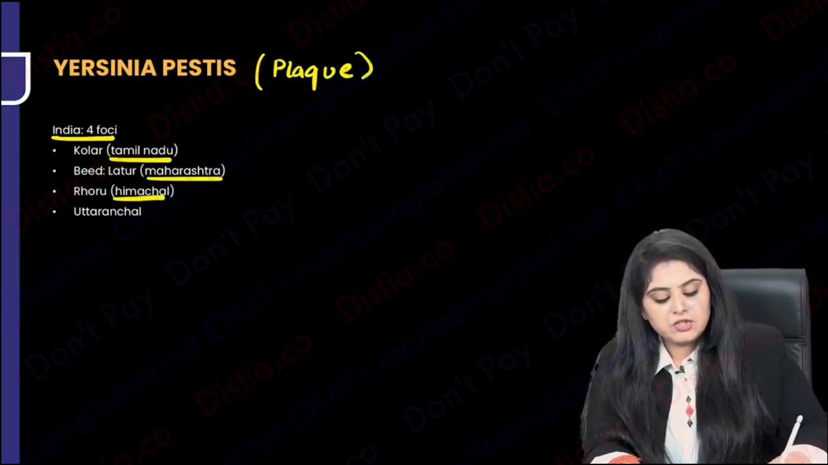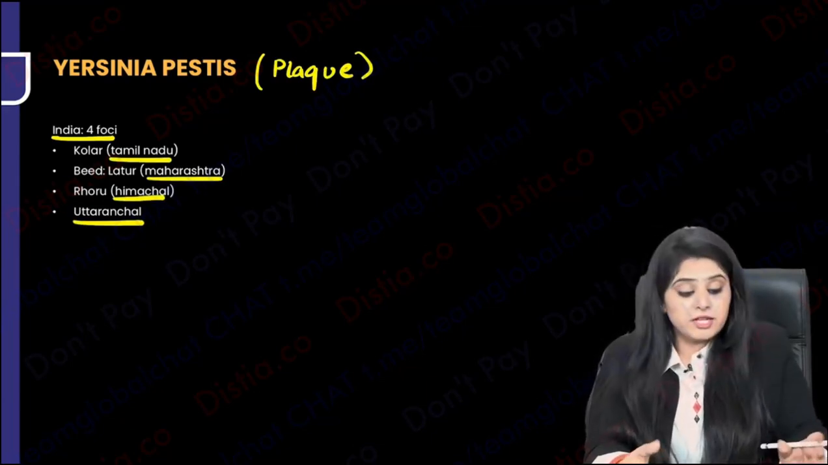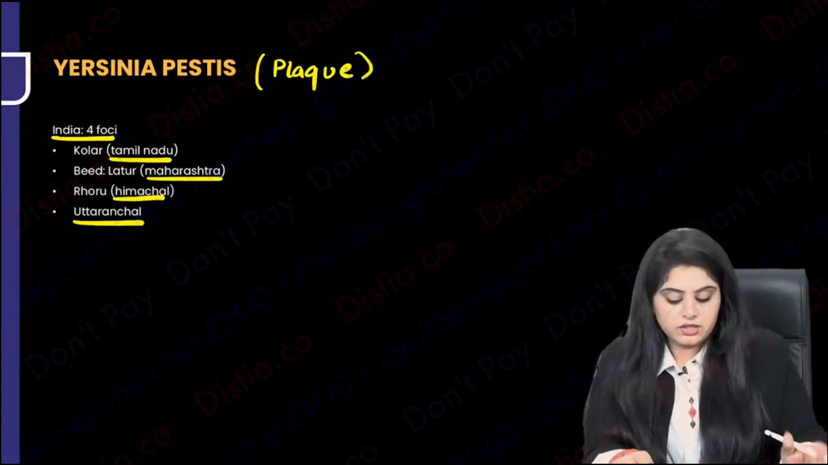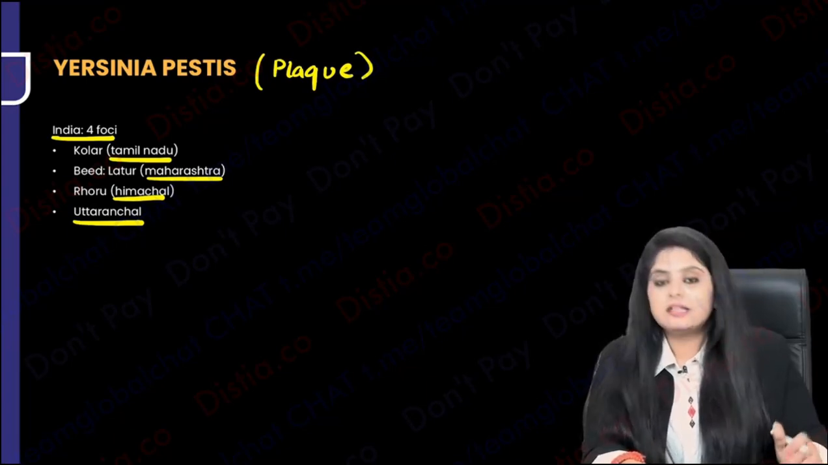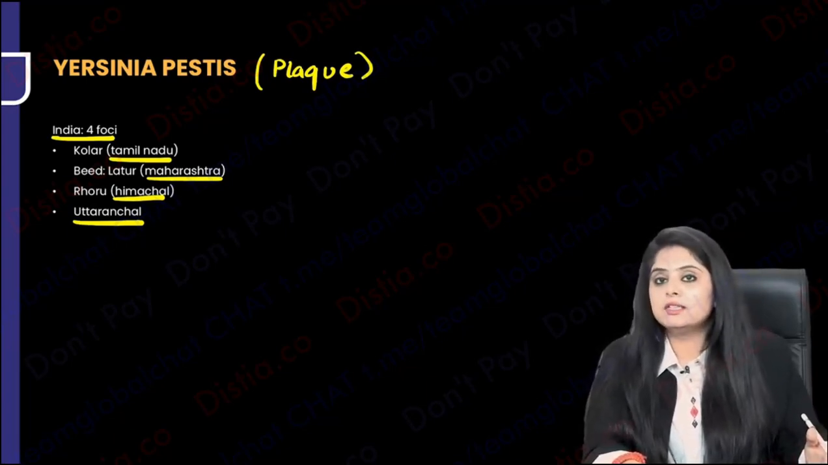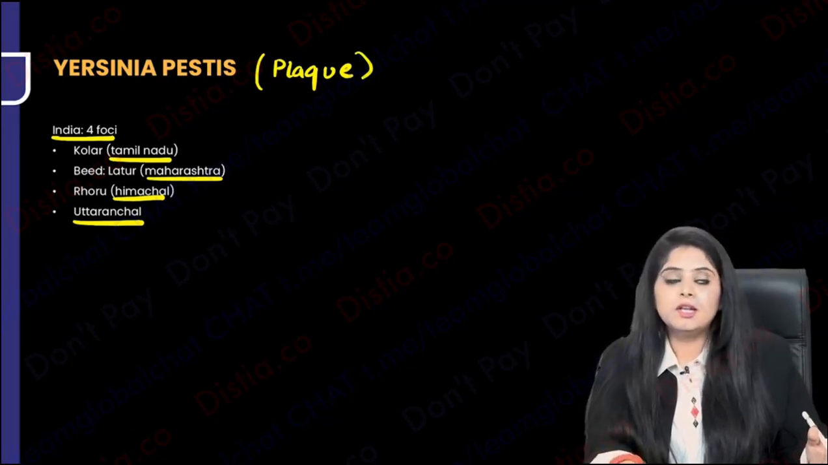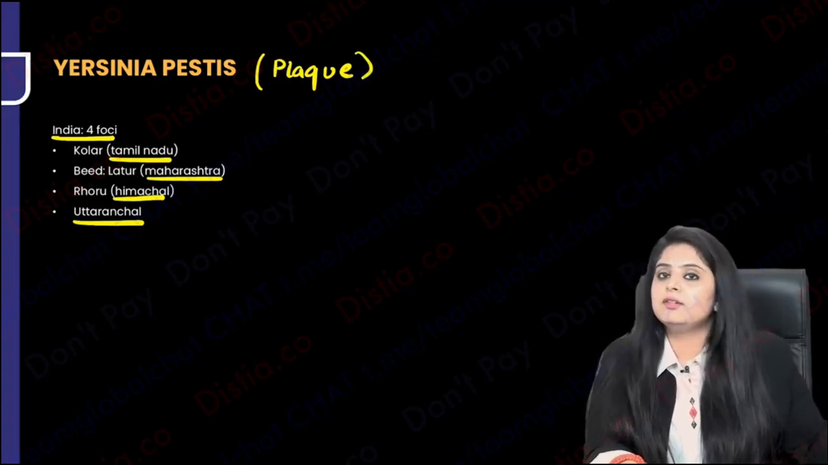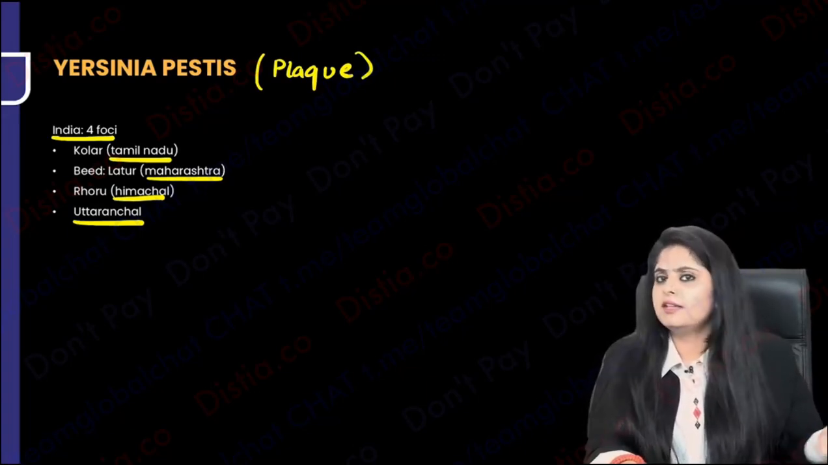Tamil Nadu, Maharashtra, Himachal and Uttaranchal. So if you're from any of these places, just for your general knowledge, I'm telling you now that they're going to ask. So now my concern is: how does plague happen? What are the vector and organism? Then what are the virulence factors? What are the signs and symptoms? The diagnosis, the treatment, the vaccine, as usual.